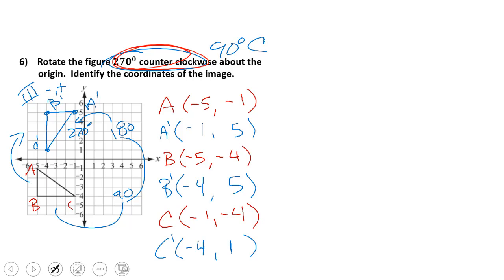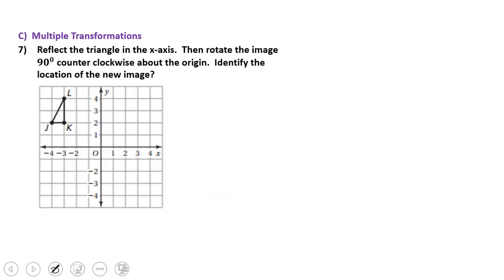All right, one more example, ladies and gentlemen. Go ahead and pause, write this down, and join me for our last example of the night. And welcome to our last example of the night.